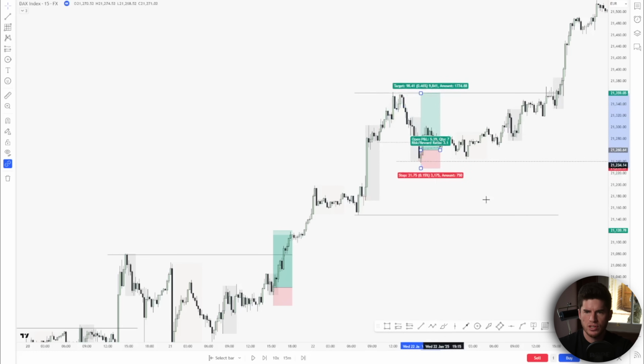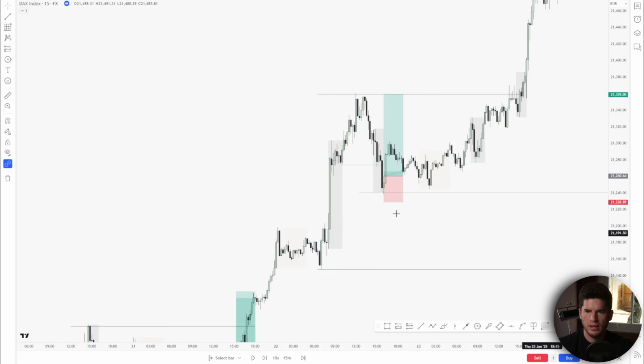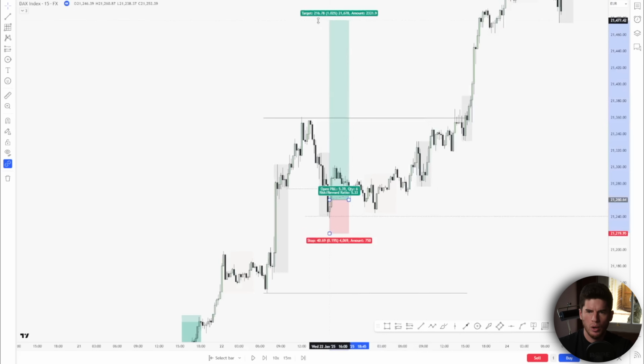We get a position nice and clean. As you can see, like I said at the start of the video, most of my entries are off the 15 minute. There's no stop loss coverage to the left. We don't want to choke the trade. 30 points is very minimum for DAX. Let's just round it up to 40 because 30 is quite low in fairness.